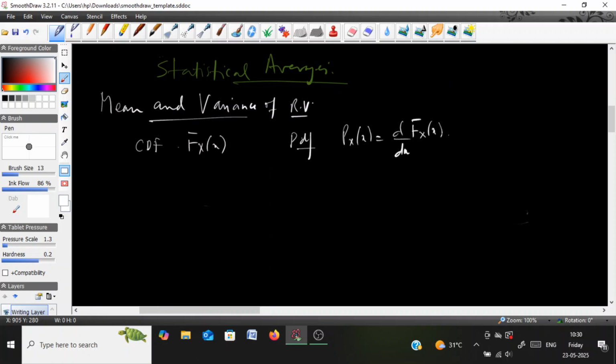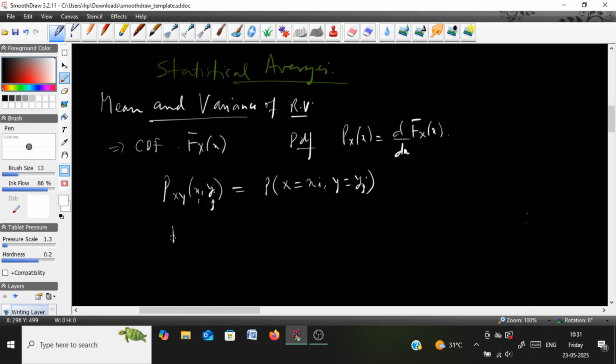Fx of x. Okay. Likewise, we have also defined the joint PDF pxy of x, y, which is equal to the probability of x equal to xi and y equal to yj. You can say xi and yj, or you can also define the joint CDF and the PDF for the continuous random variables.